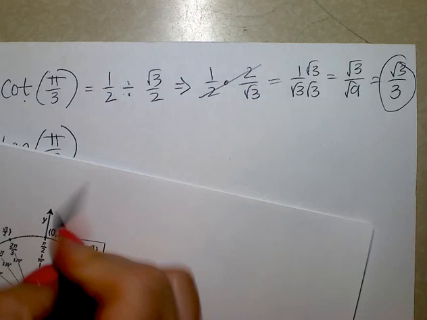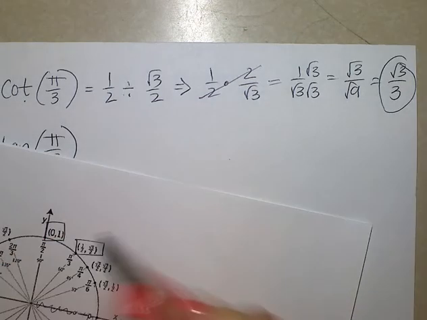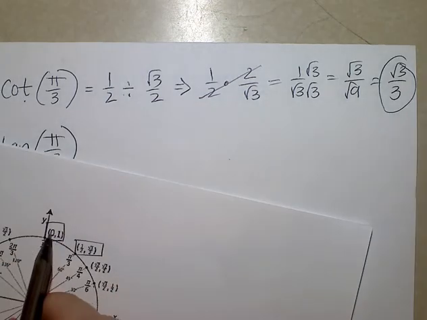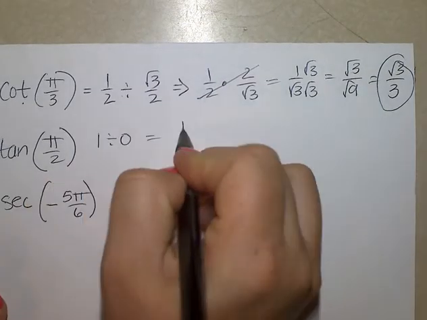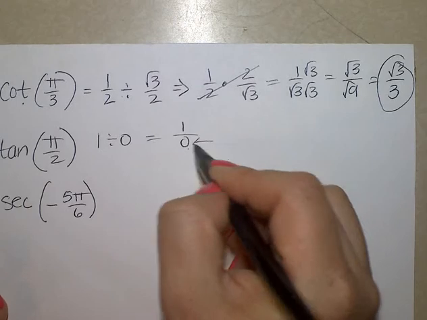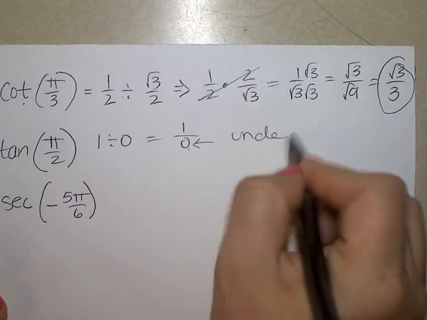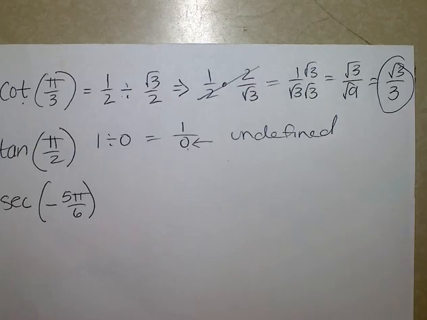So pi over 2 is at this location. Tangent is sine divided by cosine. So 1 divided by 0. You can never have 0 on the bottom. Final answer is undefined. Not 0, not 1, undefined.